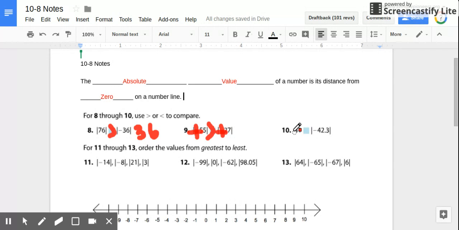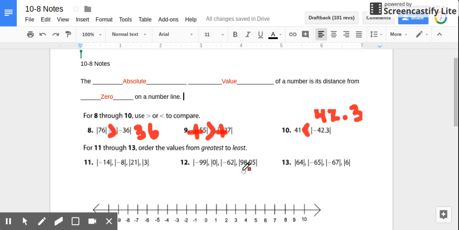41 doesn't have an absolute value symbol around it. So it's just positive 41. And then you have the absolute value of negative 42.3, which is just positive 42.3. Okay, so 41 and then 42.3. 42 is bigger than 41.